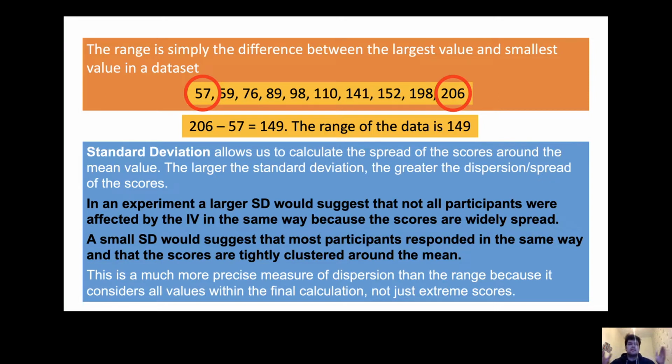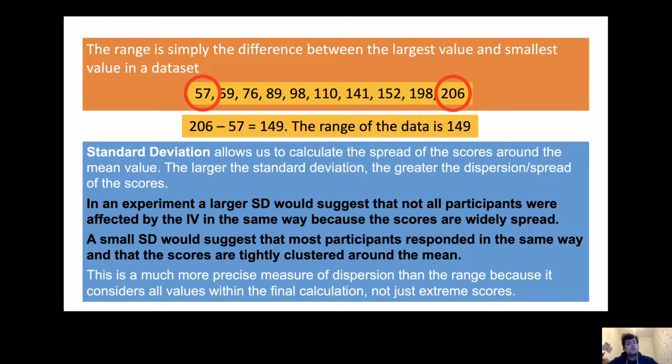So if you've got a big standard deviation, it means the average difference between a given score and the mean is very high. So the bigger the number, the greater the dispersion, the greater the spread, and that's quite simple to grasp. It's very intuitive in that sense.